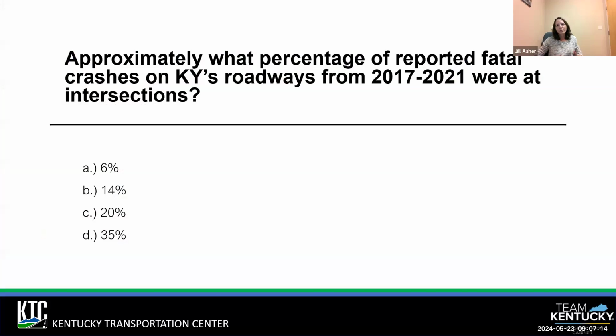So just for a little bit of interaction, just to get started, everybody's still just waking up. This isn't a mini meter or anything. You can either put the answer in your head or you can put it in your chat. But what do you think approximately what percentage of reported fatal crashes on Kentucky's roadways in that 5-year period from 2017 to 2021 were at intersections?